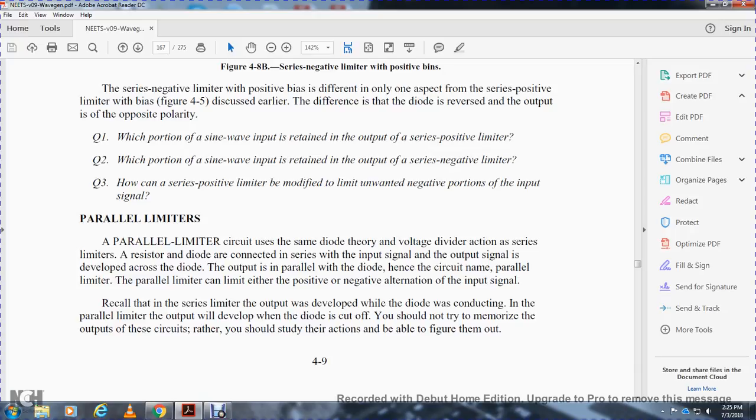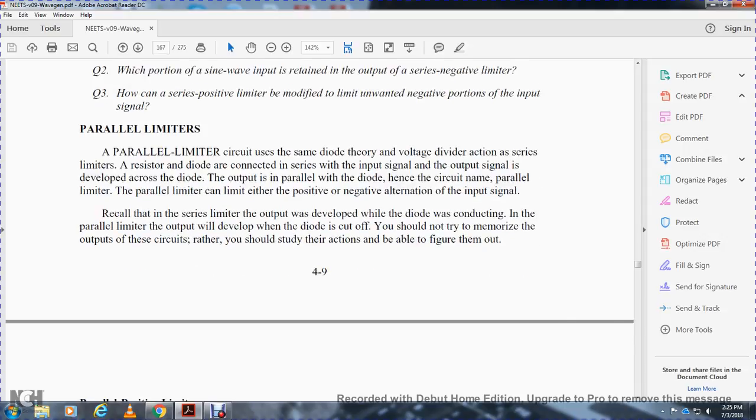Recall that in the series limiter the output was developed when the diode was conducting. In the parallel limiter, the output is developed when the diode is cut off. You should not try to memorize the outputs for the circuits; rather, you should try to study their action to be able to figure them out.